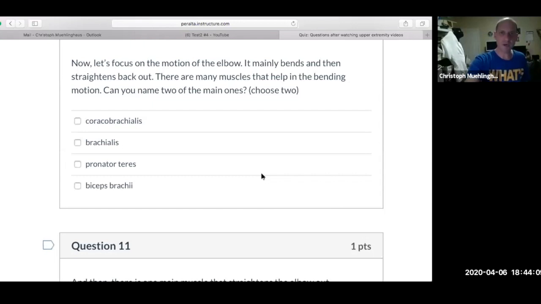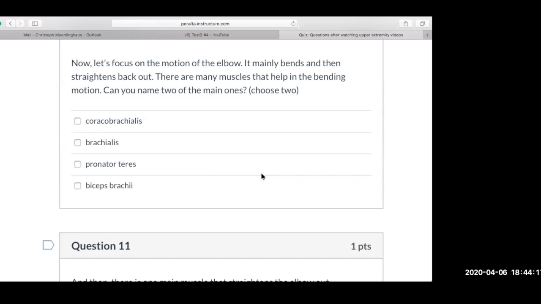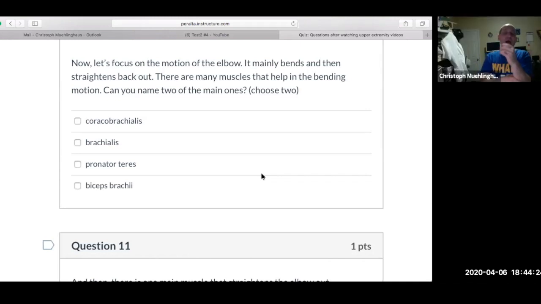And so let's see what the question is here. There are many muscles that help with bending the elbow. Can you name the main two? Anybody? Pronator teres. Nope. We'll get to that in a minute. That one is the one that brings the palm down.